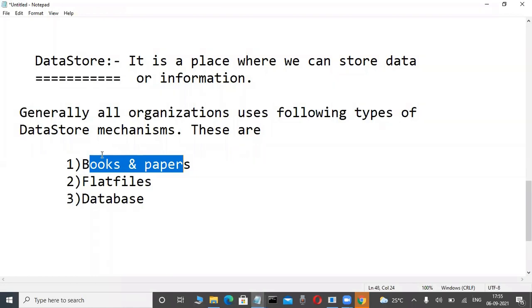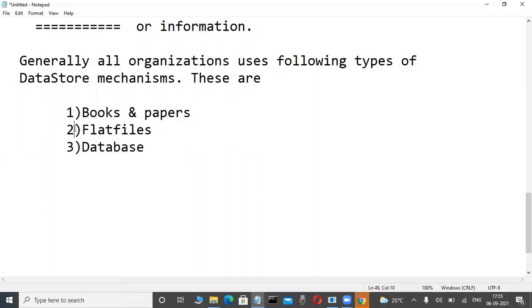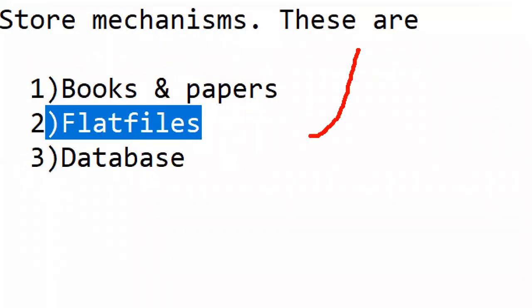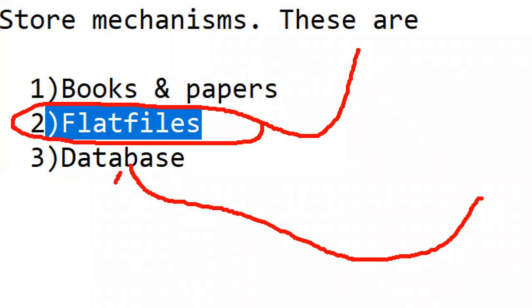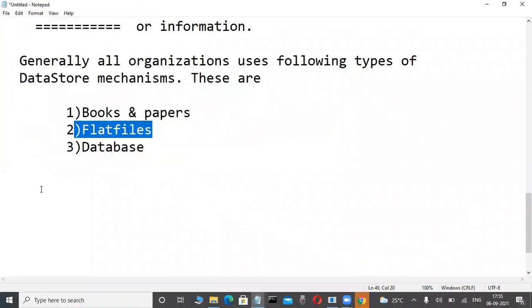But whenever computers were introduced in organizations for storing or manipulating data, another mechanism, before 1960, was the flat file. What is the flat file approach? What are the drawbacks? From those drawbacks, database software was introduced. I will tell you. So now write it: flat files.